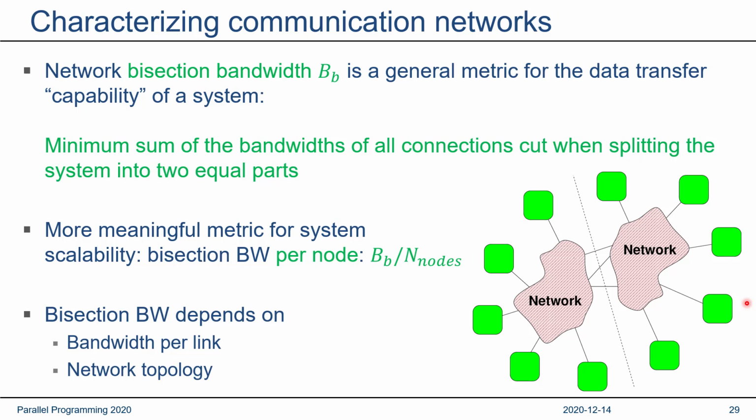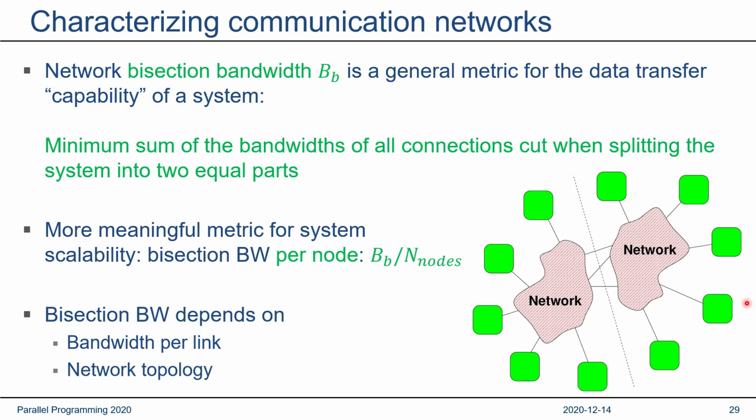Now, I told you about contention, and one major contributor to contention is the structure of the network that we're dealing with. So how do we characterize networks? Of course, there are many types of networks, and I will show you some in the next couple of slides. But what is a metric that can quantify how good a network is, or how well it can transfer data? Now, the general metric here is the so-called network bisection bandwidth. It's a metric for the data transfer capability of a system.